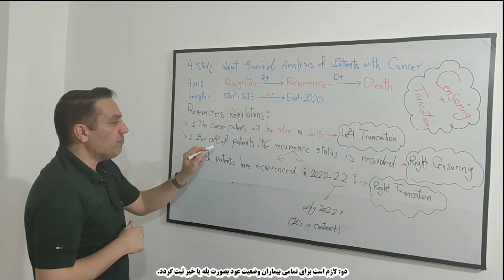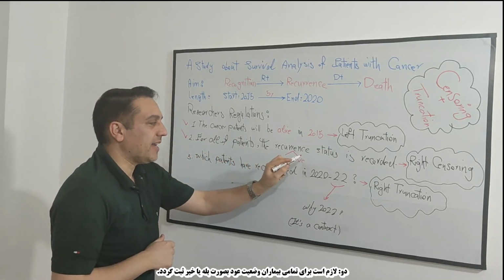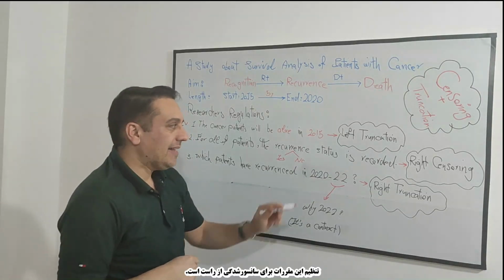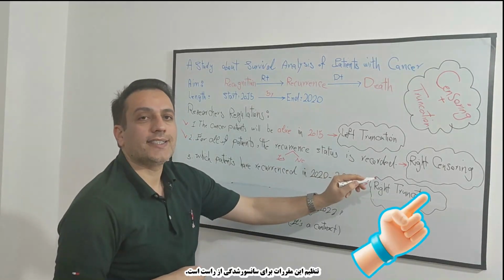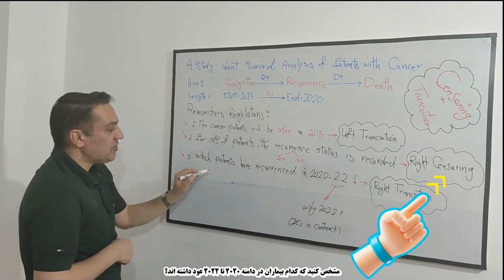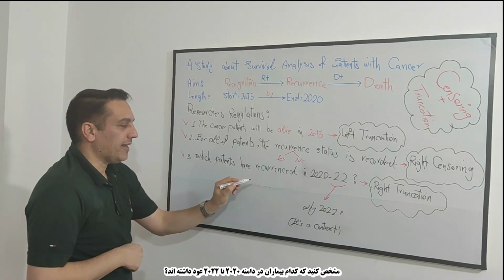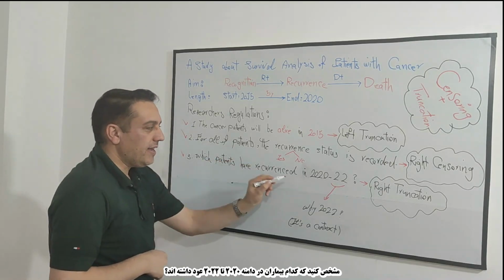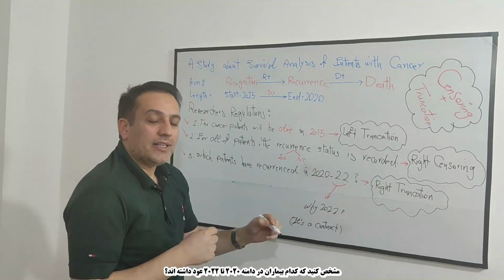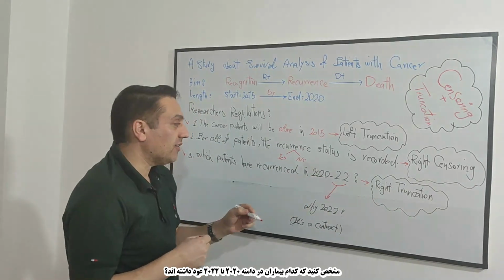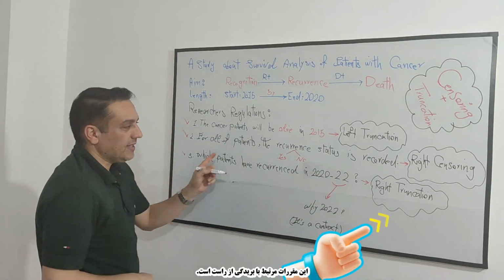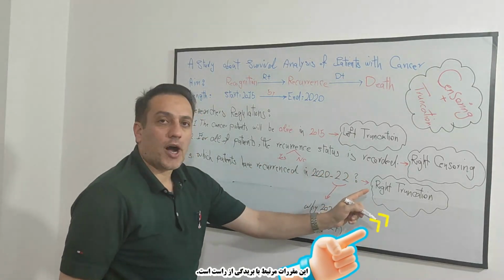Second, for all patients, the recurrence status, meaning yes or no, is recorded. And this regulation is for right censoring. But third, we consider patients who have recurrence in 2020 to 2022, meaning 2 years after the end of the study. And this regulation is needed for right truncations.